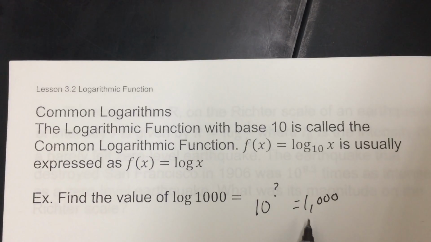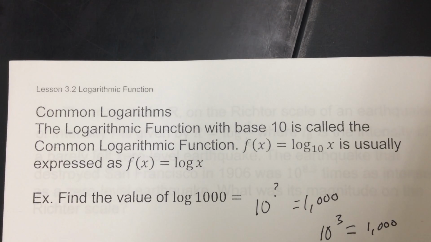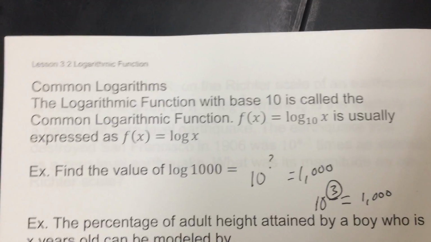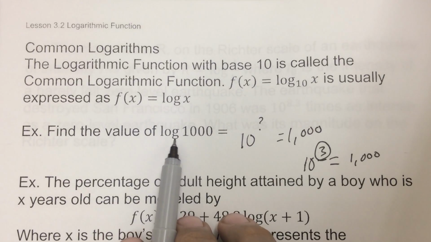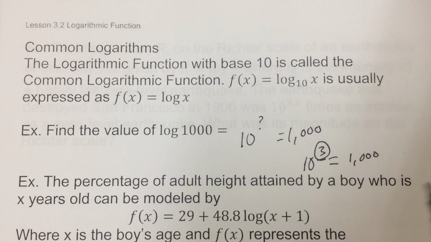Well, we'd move it once, twice, 3 times, to be 10 to the third, which would be 1,000. So 3 is going to be that value. What this is saying is log base 10 of 1,000. So 10 to what power is 1,000? Well, 10 to the third.